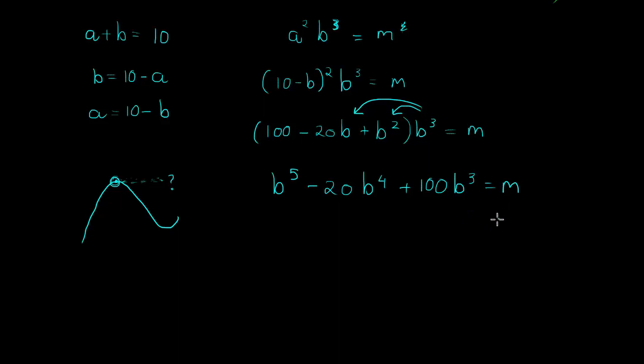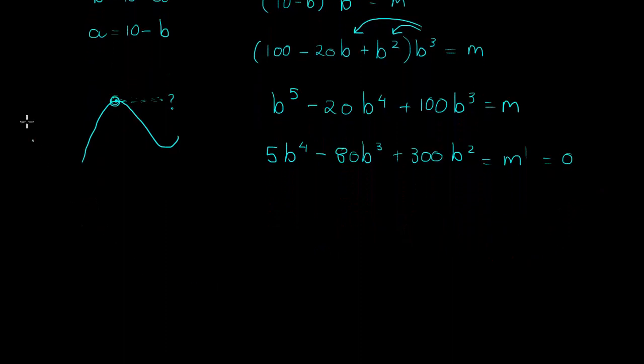Okay, so first I have to find the derivative, and to find the derivative I must first simplify. So now when I find the derivative, I get 5b to the power of 4 minus 80b to the power of 3 plus 300b squared is equal to the derivative. And I want to now make this derivative equal to 0 and solve for b. Okay, so if I do that, I factorize. Now it's a matter of factorizing.